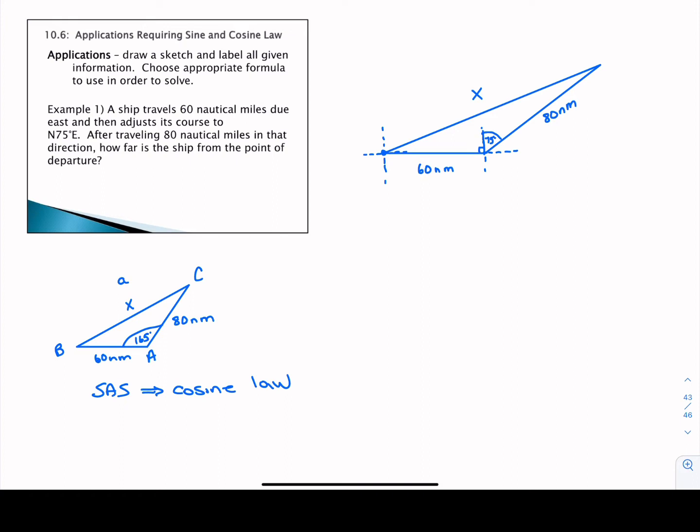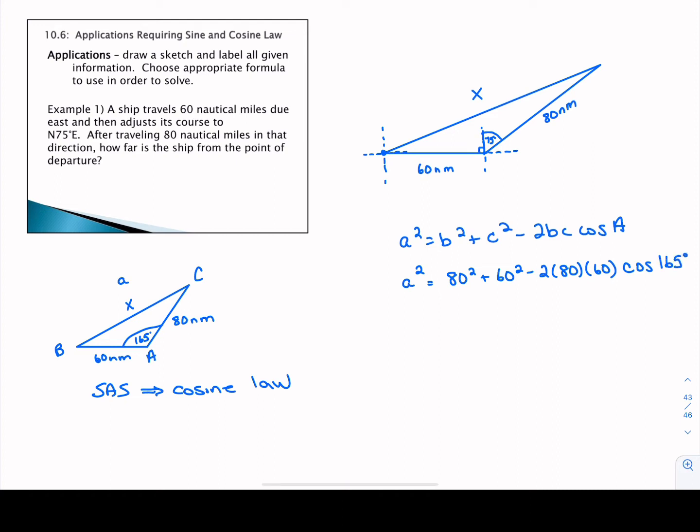So if we have angle A, the version of the cosine law that we want to use will start with A squared. So we can say A squared is equal to B squared plus C squared minus 2BC multiplied by the cosine of angle A. So A squared, or X squared in this case, is going to be B squared, or 80 squared, plus C squared, or 60 squared, minus 2 times 80 times 60 multiplied by the cosine of angle A, which we know now is 165 degrees. This just becomes an exercise in your calculator.